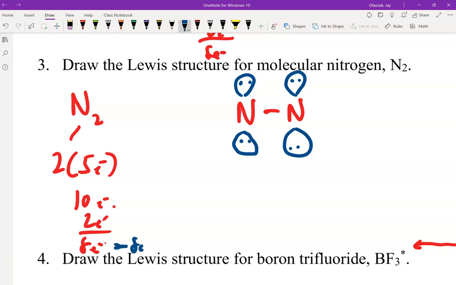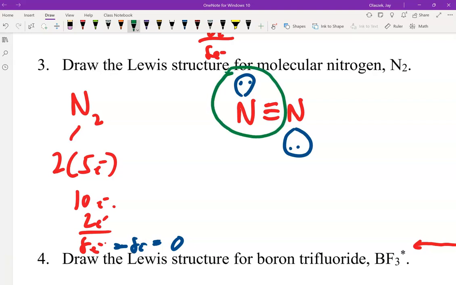I don't have any more electrons left, but I'm stuck because neither one of these nitrogens has enough electrons. So I'm going to use this pair and this pair to create what's called a triple bond. And now if you're counting, this nitrogen has access to 8, and this nitrogen has access to 8. So to keep it simple, we'll just draw it like this. All right, last one.